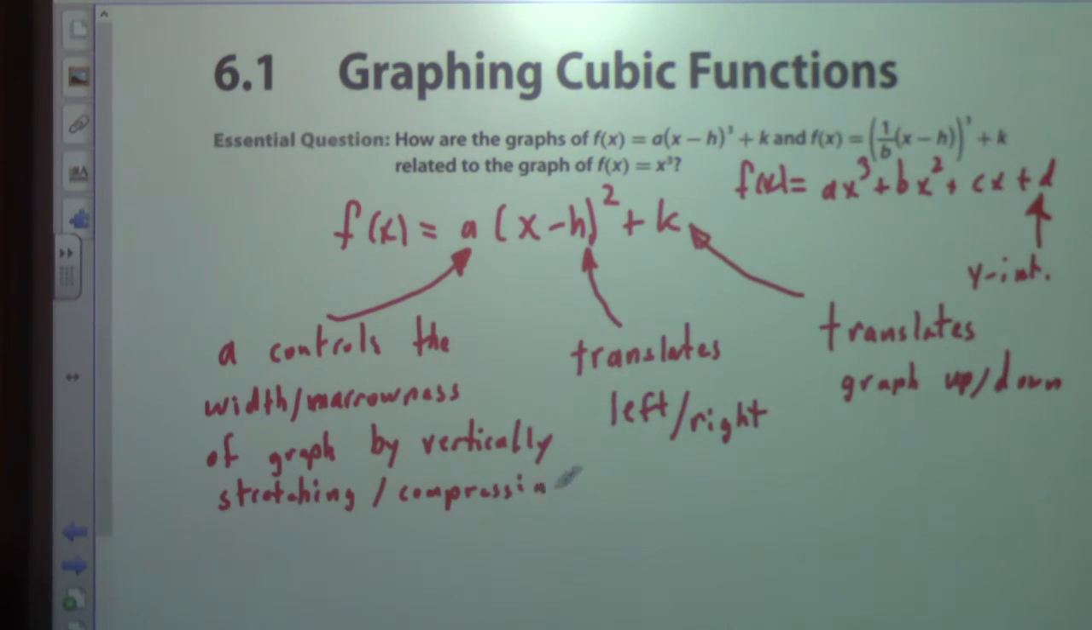Okay, one more thing that A does. There's one other thing that A does besides vertically stretching and compressing. What is that one other thing? Anybody? It's another type of graphical transformation. Okay, I'll just start writing it and you tell me what it is. If A is less than 0, what happens? The graph is reflected about the x-axis.